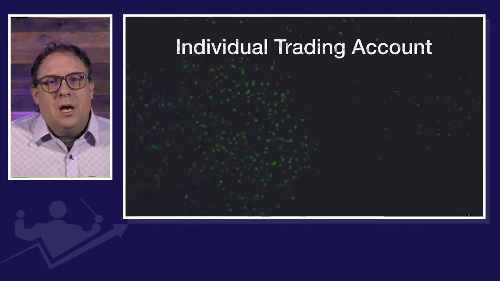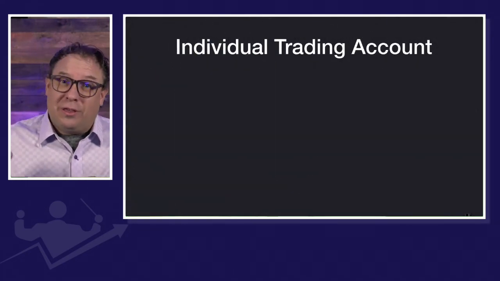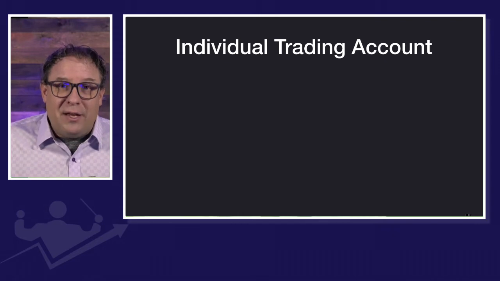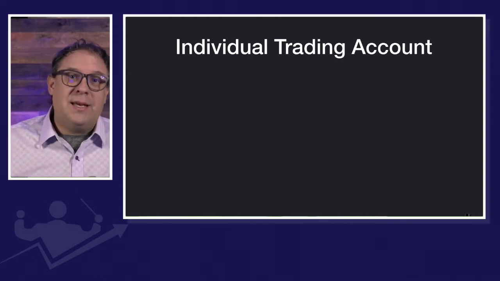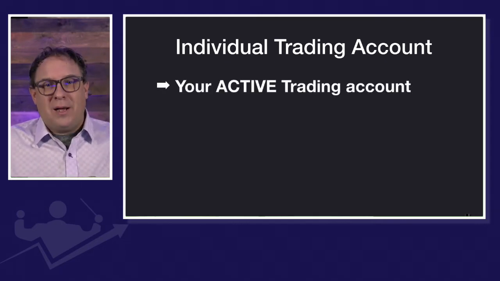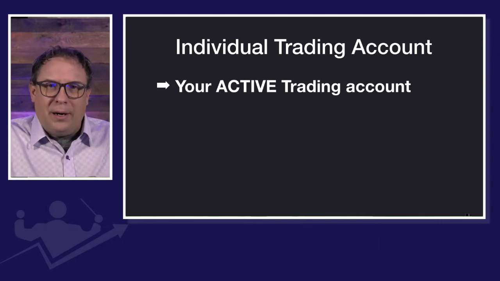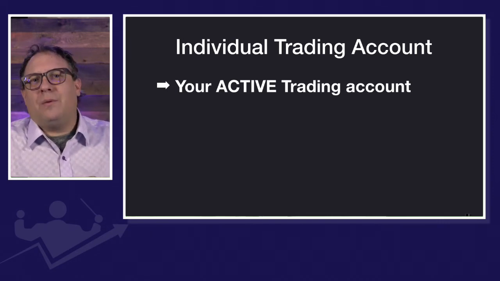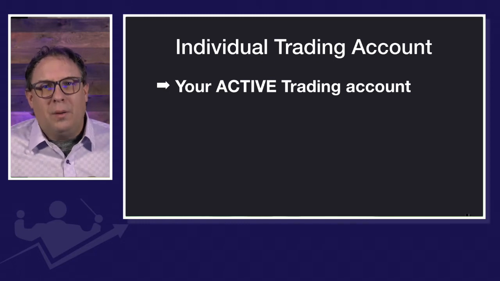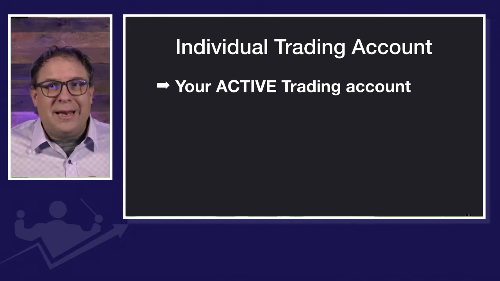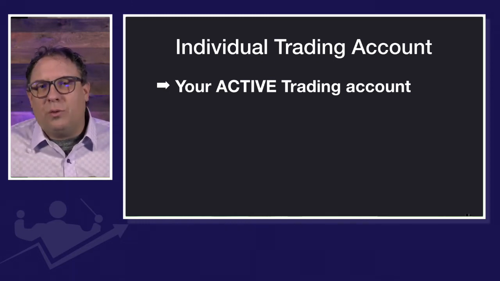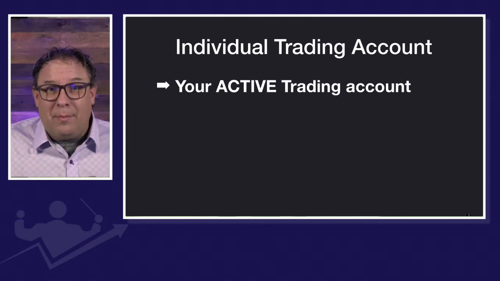Okay. Now that brings us to the third and final piece, which is your individual trading account. And what is this? This is your active trading account. This is the money that you want to go put into the options. This is the money where we're like, hey, we're going to go big on this. We're trying to really grow this. And it needs to be maybe 10, 15, 20% of your overall paper assets.